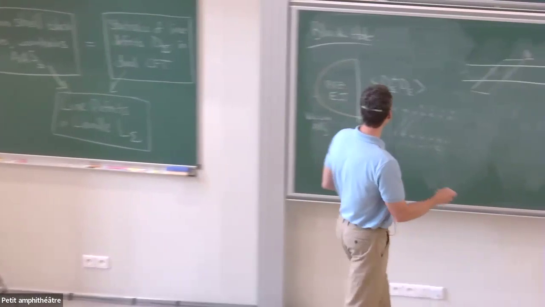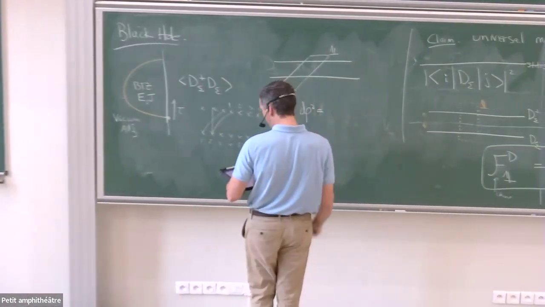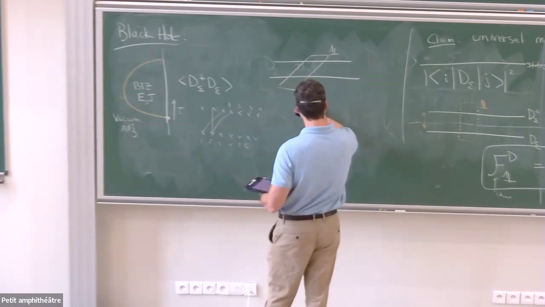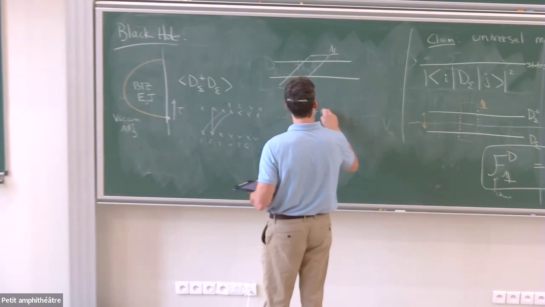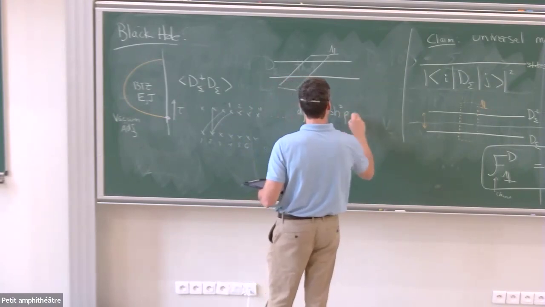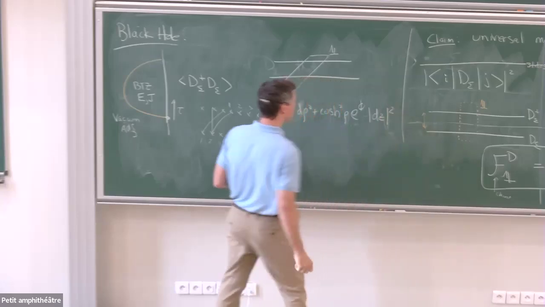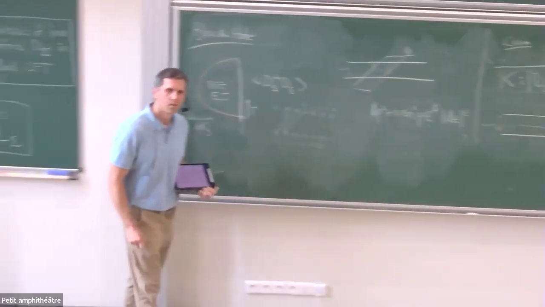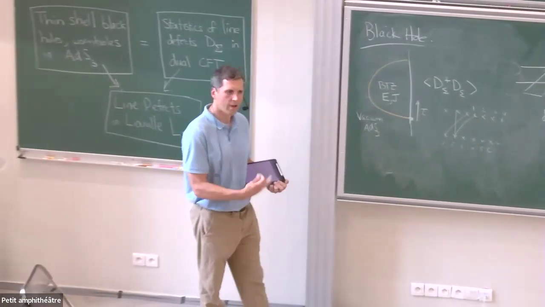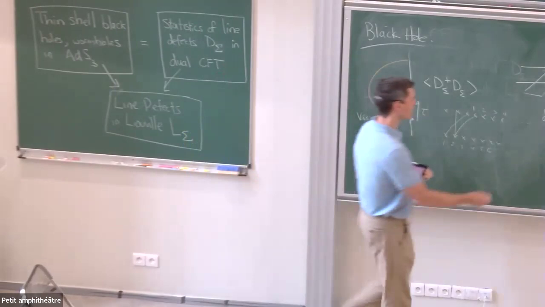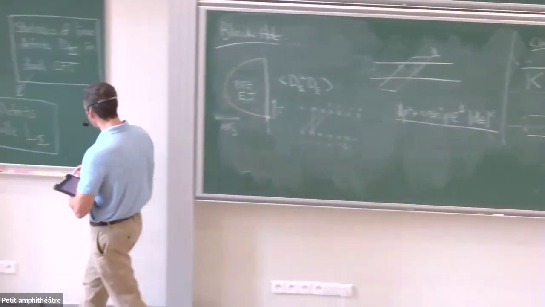The metric on this black hole is very easy to write in the case of zero angular momentum. It's d rho squared plus cosh squared rho e to the phi dz squared. It gets much more complicated with angular momentum, but with zero angular momentum, this is the metric. So let's describe why this works.